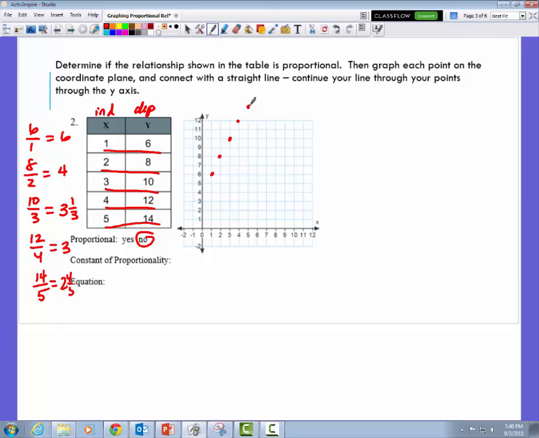Okay, now it looks pretty straight, but the problem is, if I made a straight line through them, it doesn't look like it's going to actually go through 0, 0. It's not going to go through 0, 0. So this is not proportional. There is no constant of proportionality, and there is no equation for this guy that we know how to find yet.